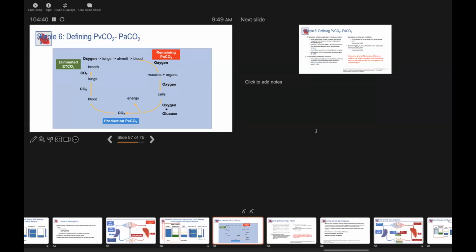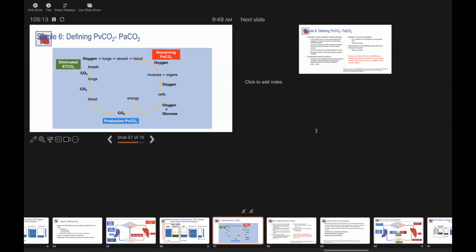The last but not the least is just remembering that the number one form of carbon dioxide is the one that is produced at the cellular level. And that is measured as PbCO2. Normal PbCO2 is 45 to 55. It's 5 above the normal arterial CO2. 35 to 45 is arterial, so 40 to 50 is venous.